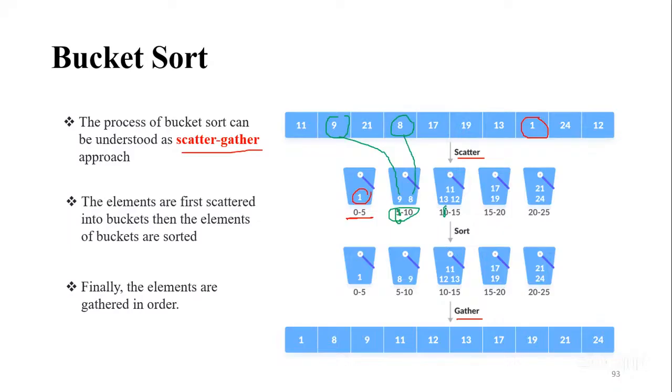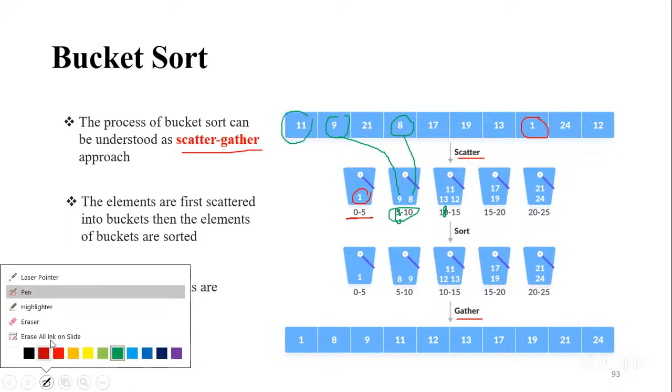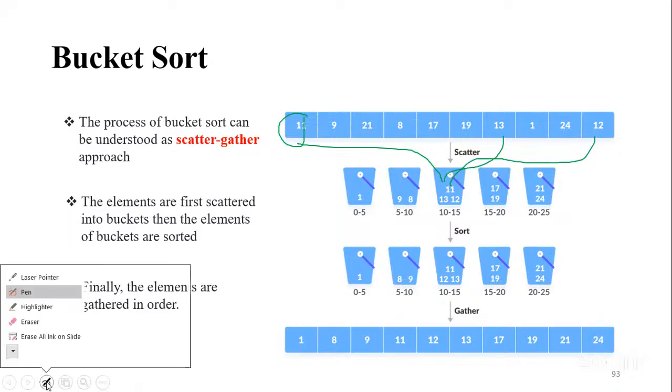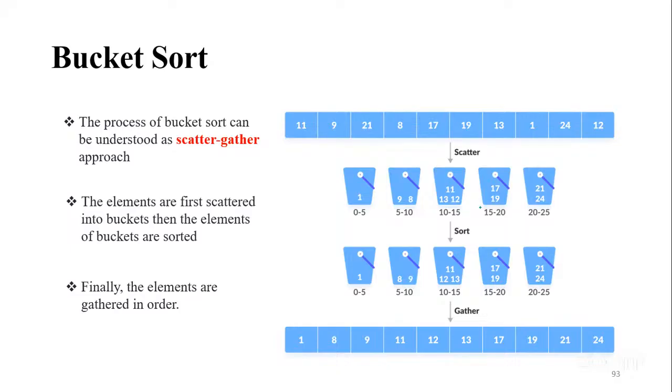Then 11 to 15. 11 will be stored, 13, 12. Same order. Okay, 11, 13, 12 in the third bucket. Like that, 16 to 20 elements will be stored here. 21 to 25 range elements will be stored. So we have 5 buckets. In bucket 1, we have 1. Second bucket, 9, 8. Third bucket, 11, 13, 12. Fourth bucket, 17, 19. Fifth bucket, 21, 24.